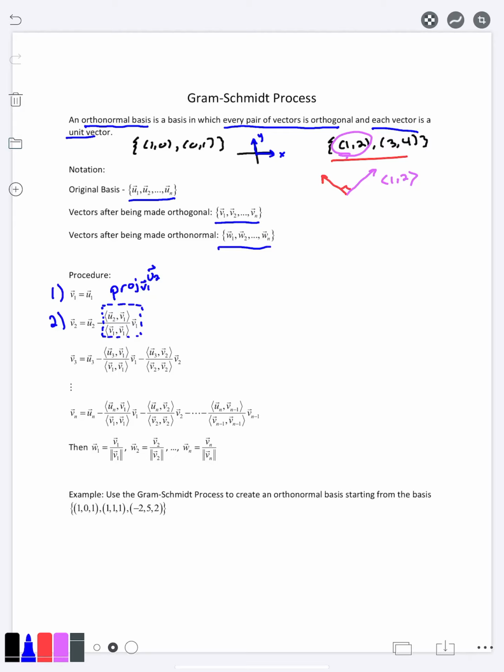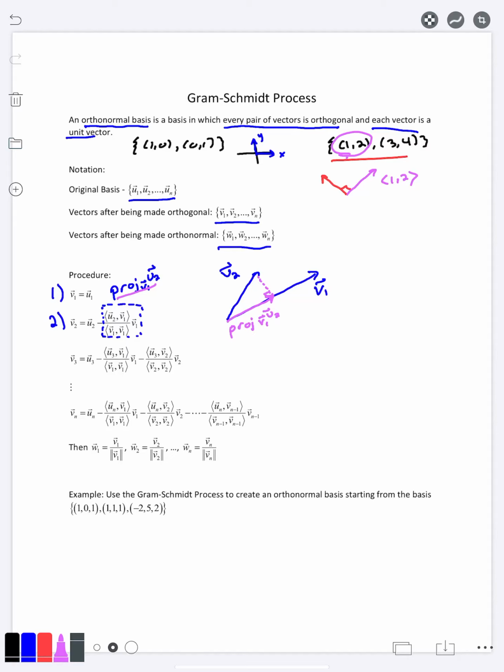Now I'm going to draw a little picture right here. I'm going to have the vector v1. I'm going to have my second vector in my original basis, u2. And then what happens here is when I calculate this projection, what that means is draw this right triangle and ask yourself how far out do you have to go in the direction of v1 before you line up with u2. That is exactly the vector projection of u2 in the direction of v1.